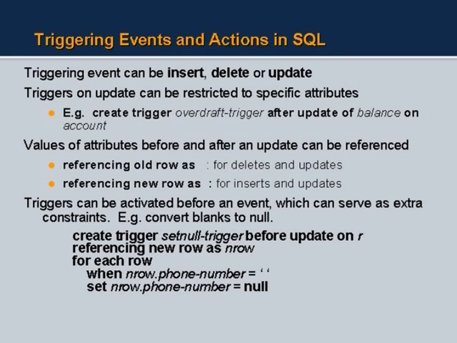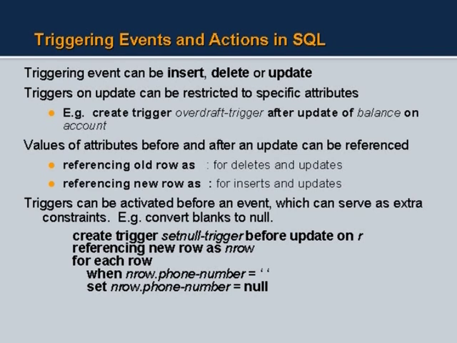You can even have a trigger which is activated before an event. So if somebody tries to read a value, you can convert a null to zero, for example, or the other way. I don't know how useful this would be, but you can do it this way. Before update on R, you set the new row dot phone number equal to null when it's blank.